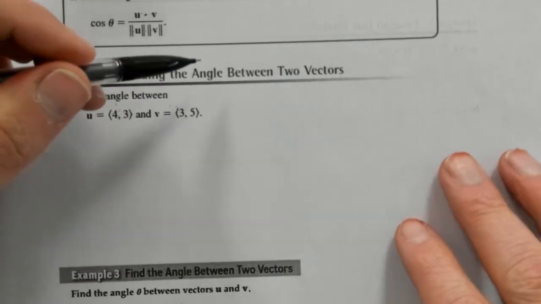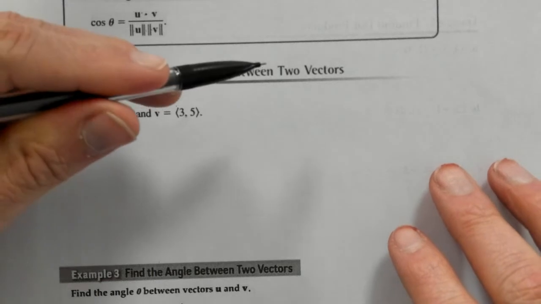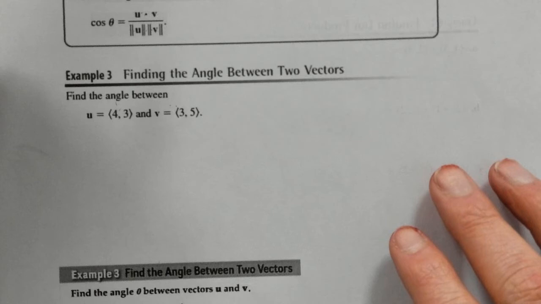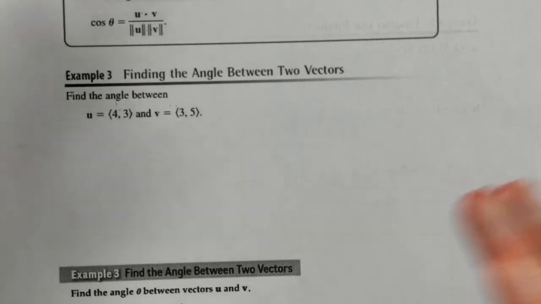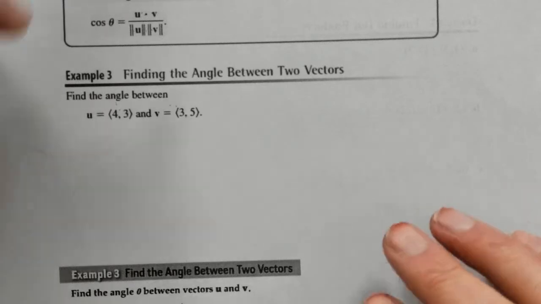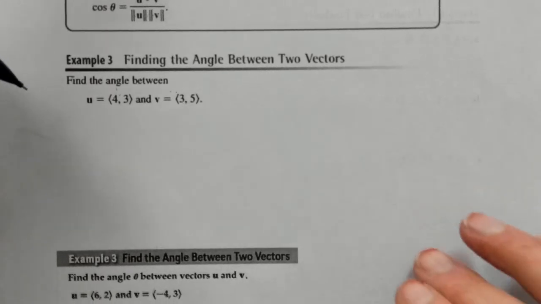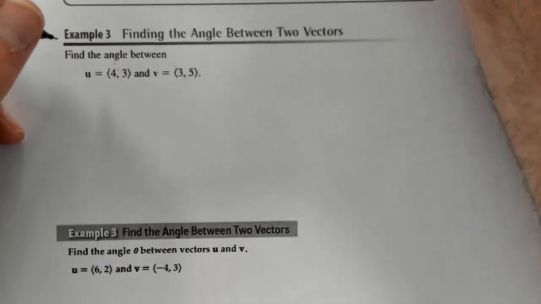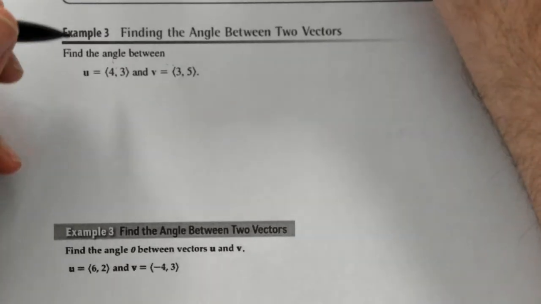Now if you wanted to, you could draw it out to get a perspective as to whether it is more than 90 or less than 90, whatever the case may be, just to make sure you're in the right ballpark. Sometimes that could be helpful if you're not sure of your work. But let's see if we can do this.